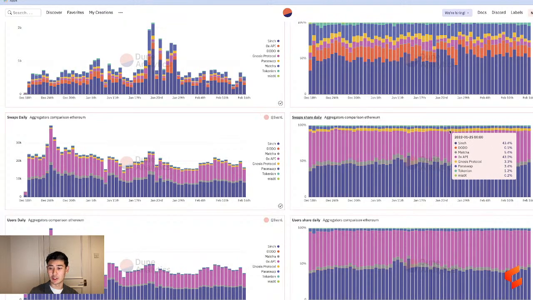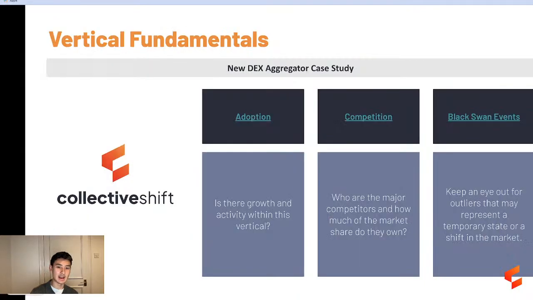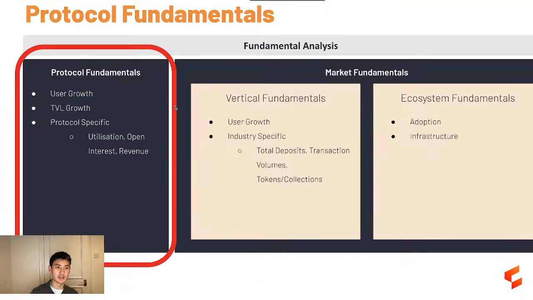Primarily, it's more important that they're not growing, which to me indicates that if you enter this space, you can't just enter it and immediately hope to gain traction. You kind of have to make a differentiated product. And so if I were to be investing in a new DEX, I would want to know, well, how are you going to compete with 1inch and OX over the long term, assuming I'm making a long-term investment. So that kind of covers that. I've gone over these things, and we can move on to protocol fundamentals now.